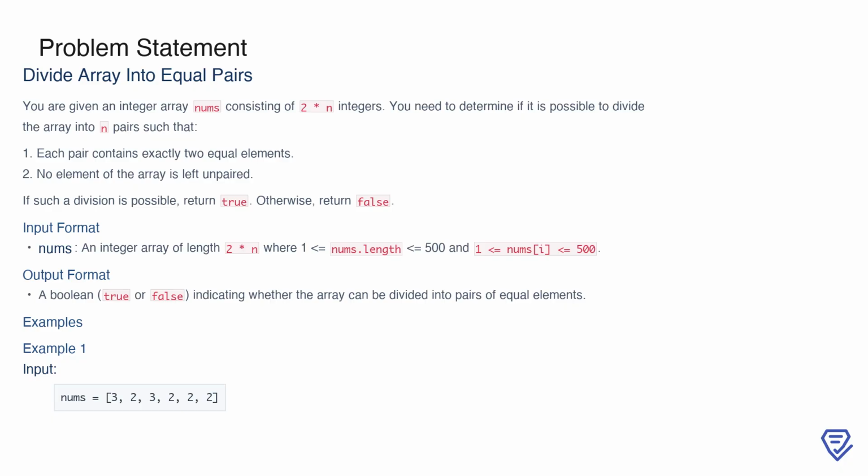The input is an array of integers with a length between 2 and 500, and each element in the array falls within the range of 1 to 500. The output is a Boolean value, true or false, representing whether the required grouping is possible or not. Let's explore some concrete examples to better understand the problem requirements.